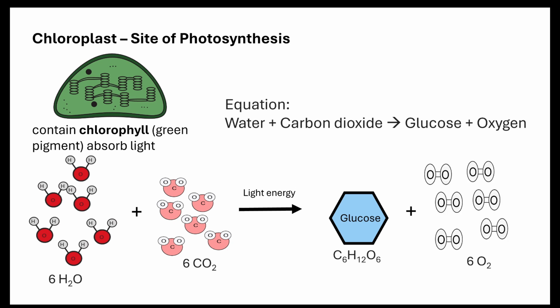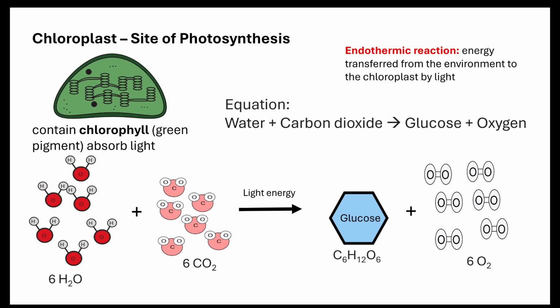So the chlorophyll is the green pigment that's going to absorb that light energy for the chemical reaction of photosynthesis to occur. So when you are drawing the chemical equation, you should always write the light energy above the arrow. Now you should know that this is an endothermic reaction, and the reason it's an endothermic reaction is because the energy is going to be transferred from the environment to the chloroplast by light.